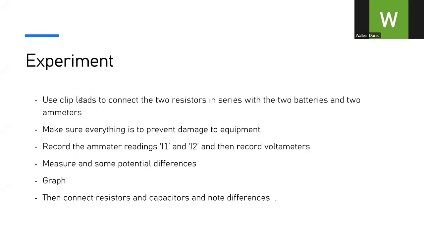This is a little bit about the experiment. First, use clip leads to connect two resistors in series with two batteries and two ammeters. Make sure everything is in order to prevent damage of equipment. Then record the ammeter readings from I1 to I2, and then record the voltmeters. Next, measure and sum the potential differences. Then graph and connect the resistors and capacitors and note the difference.